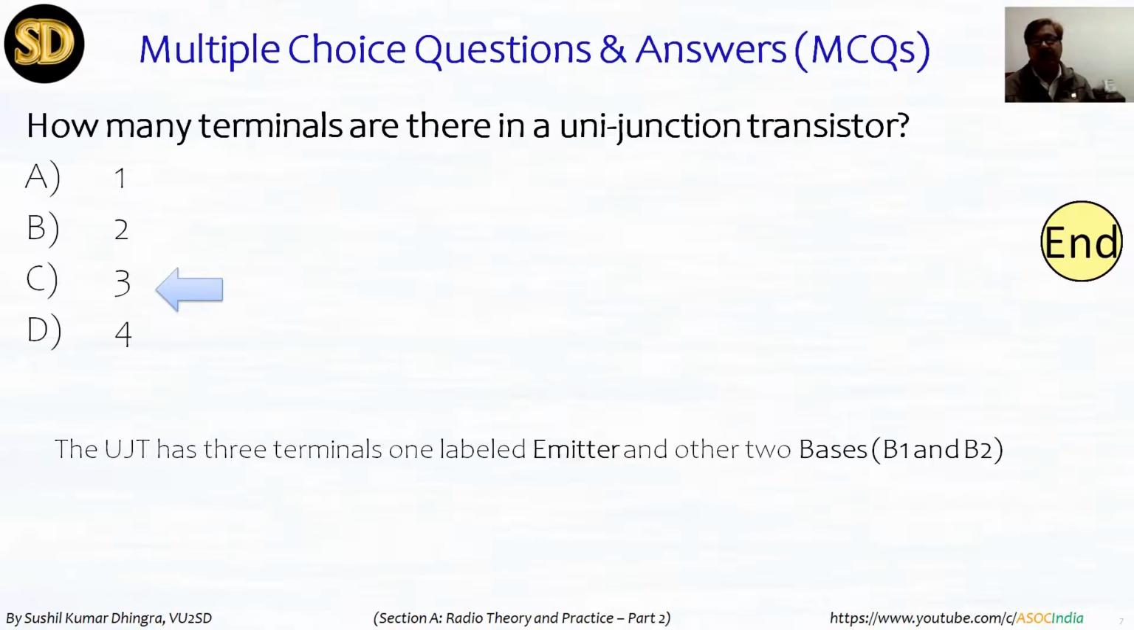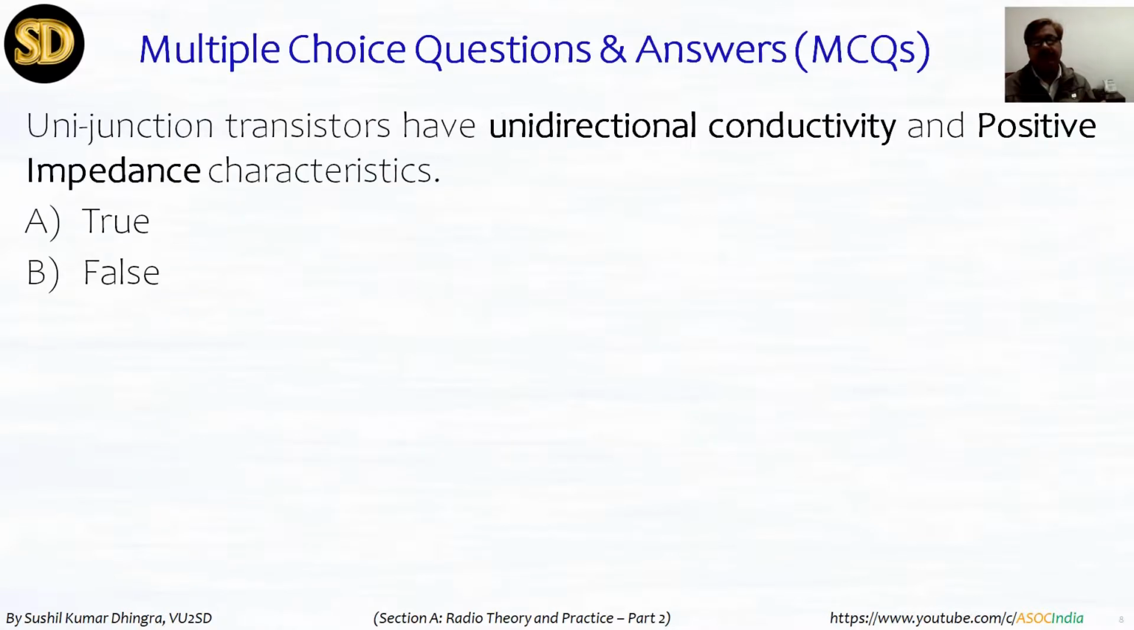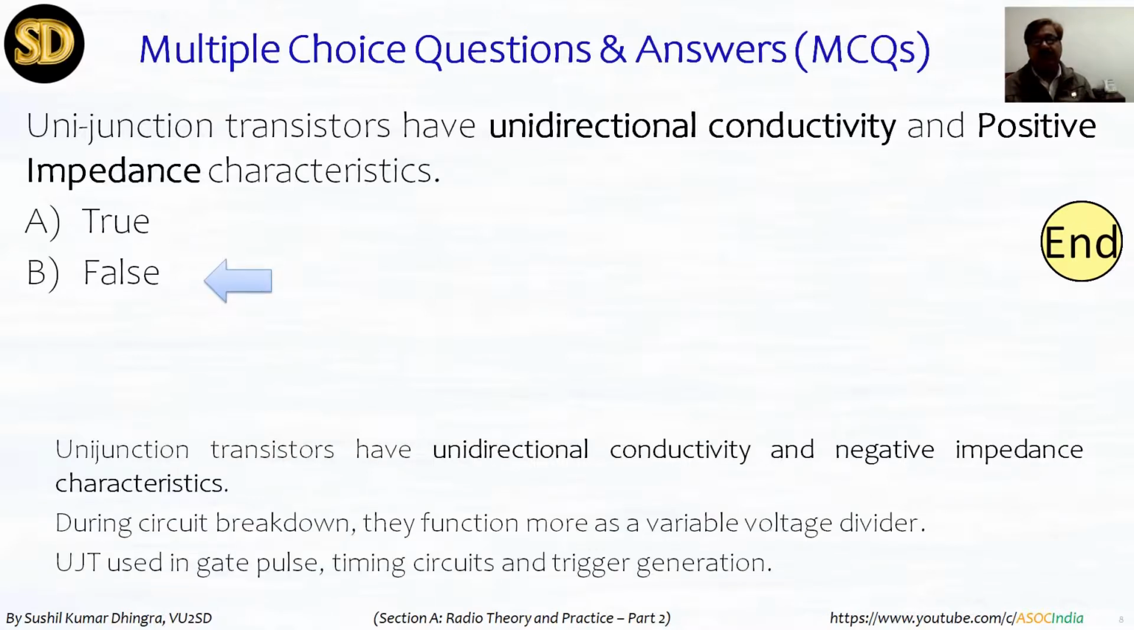Now coming to the next question, you have very limited time, so go fast. A unijunction transistor has unidirectional conductivity and positive impedance characteristic. True or false? Remember, I have already highlighted. Unidirectional conductivity is right, but positive impedance is wrong because it has a negative resistance characteristic. So this kind of question may be asked. Now get ready for the next question.